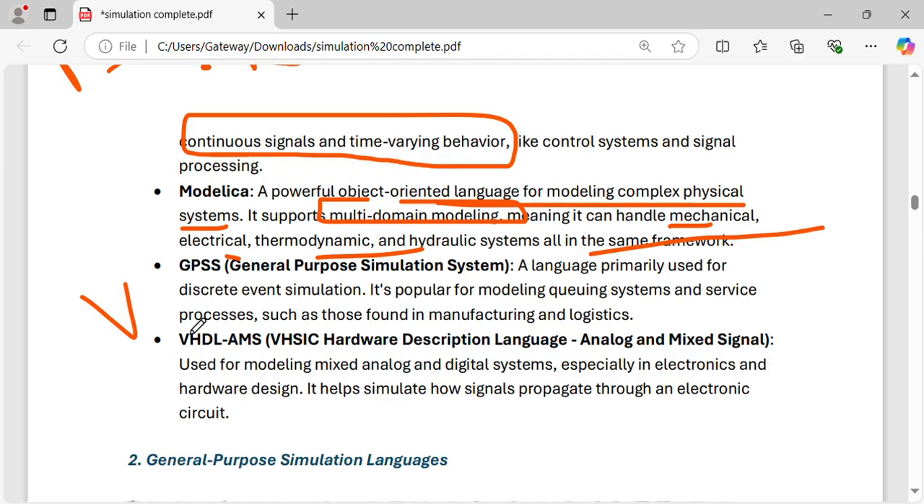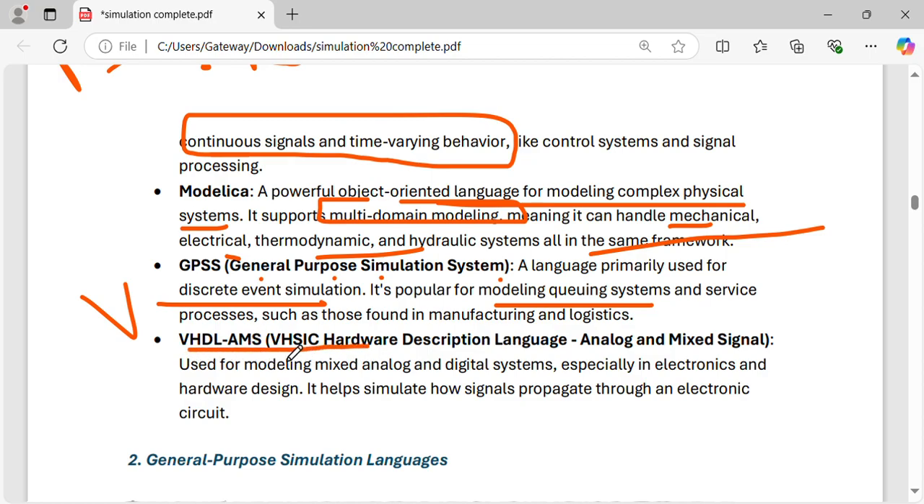Great. Then we have GPSS, which means General Purpose Simulation System. It is a language primarily used for discrete event simulation. Talking about the mind map, you can write that we use GPSS for discrete. We use Simulink for continuous, and Modelica can be used for any of these domains. It's popular for modeling queuing systems and service processes.